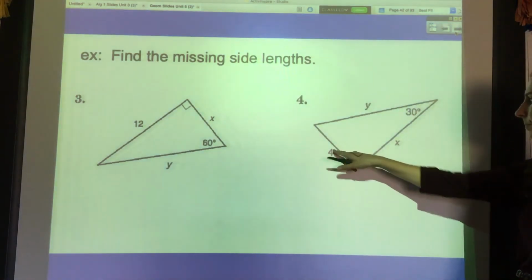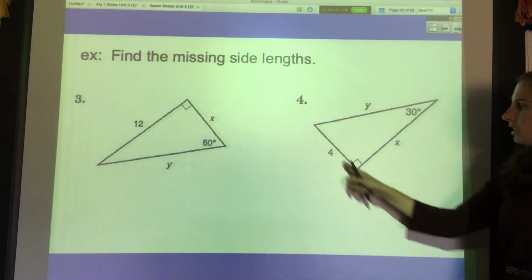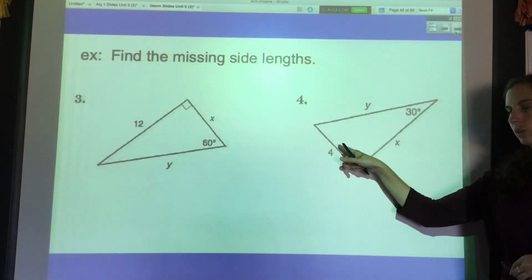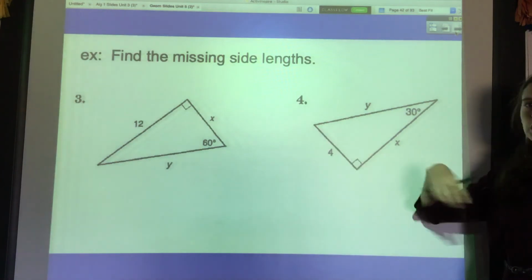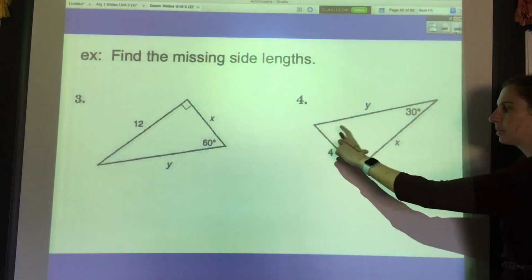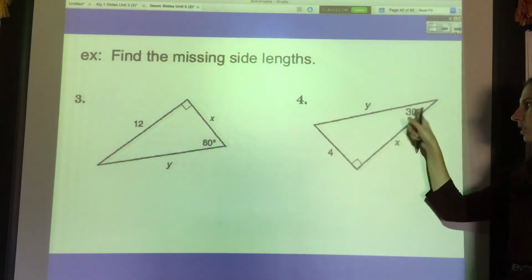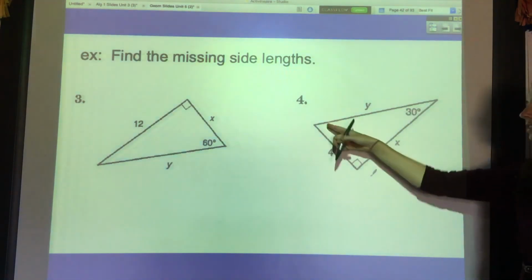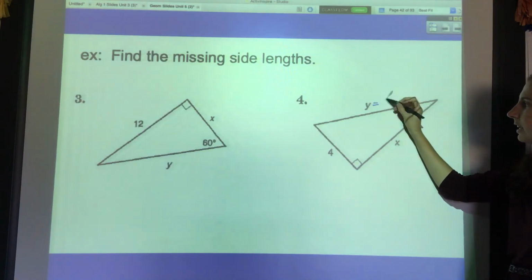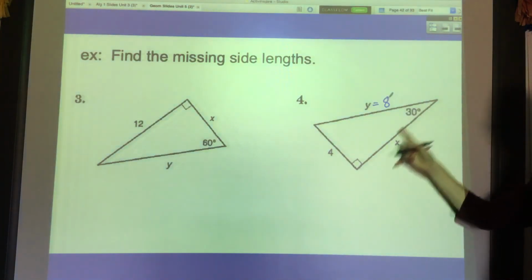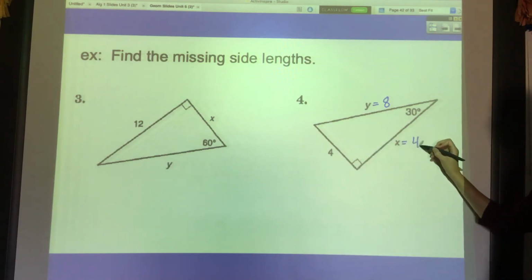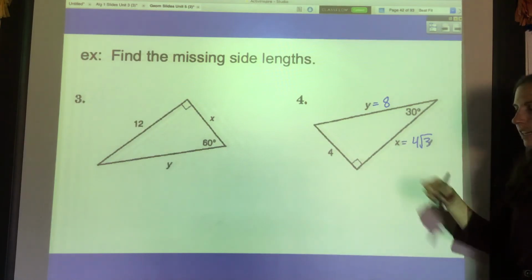Let's start with this one. This is the short leg, and everything kind of starts from the short leg, so if you don't have the short leg to begin with, you're going to want to find that first. But in this case, I'm given the short leg, 4, because it's across from 30 here. I know that the hypotenuse is always double that, so y is 8. And I know the long leg is this times the square root of 3, so 4 times the square root of 3. It was easy enough on that one.